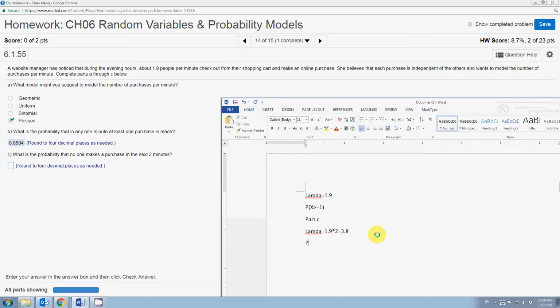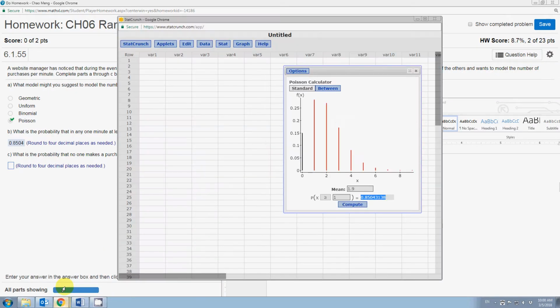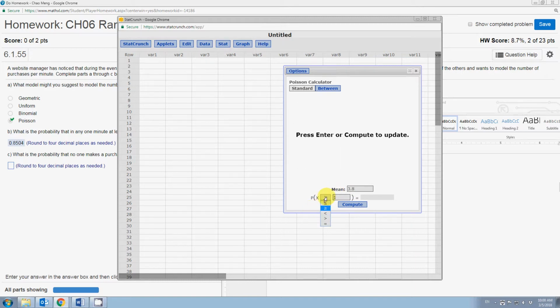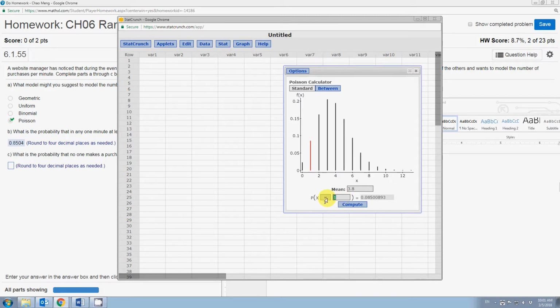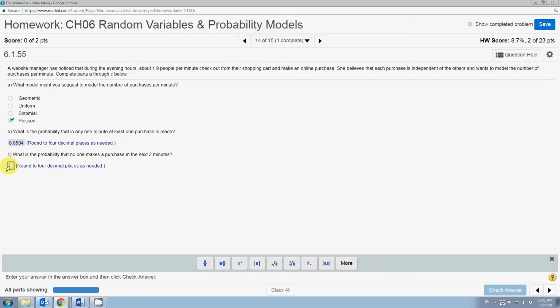And the probability that we want to calculate is that no one makes a purchase. The number of purchases is 0, so the number of purchases is equal to 0. That's the one we want to calculate. So let's go to StatCrunch. Let's change the mean to 3.8, and the probability that the number of purchases is equal to 0. Okay, we get the number. Let's copy paste, 4 decimal places.